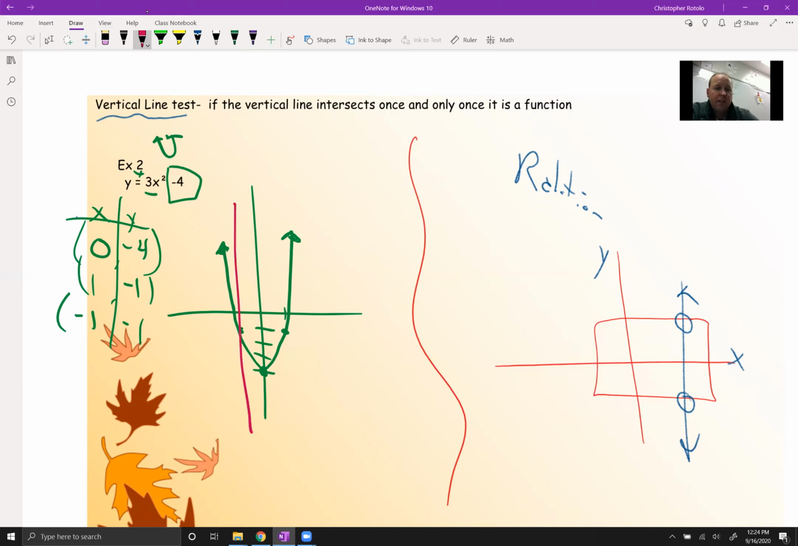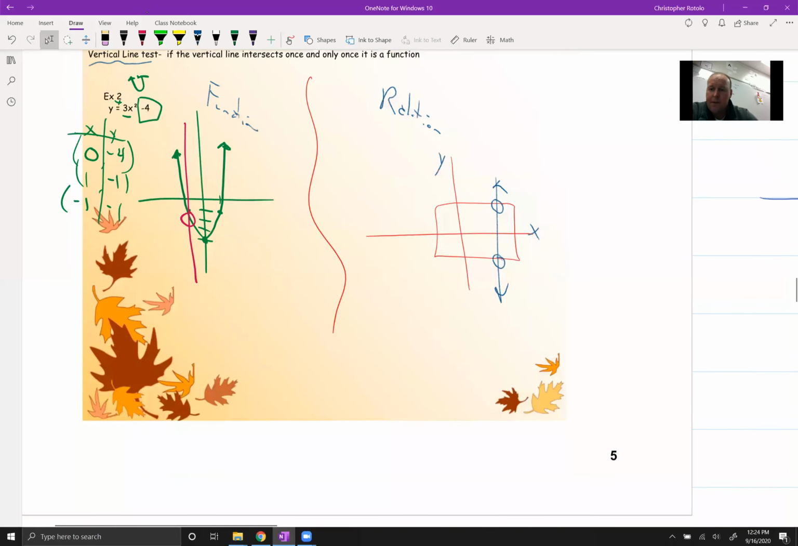Here we go, vertical line test. How many times did I hit? Once. What's that mean? It's a function. Okay, so we're looking for a function. All right, there we go.